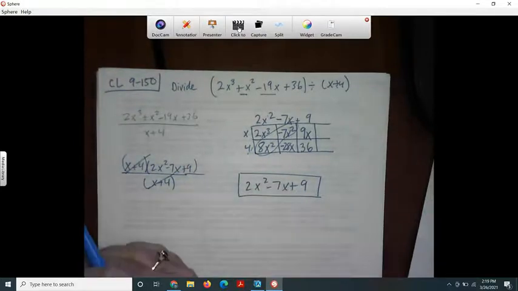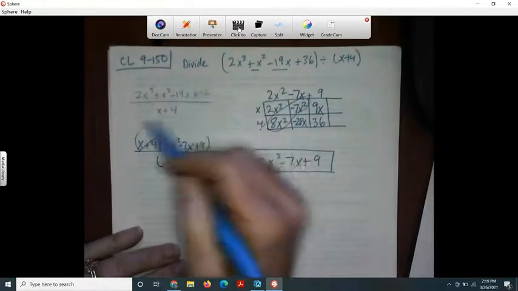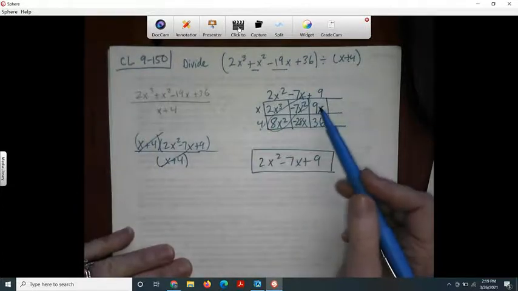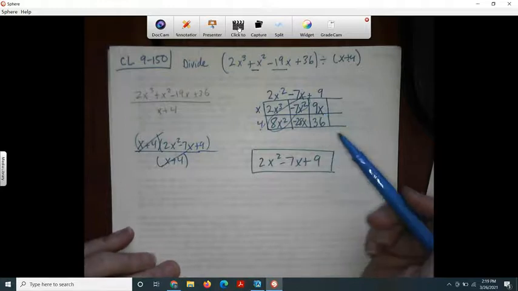So please don't show any fake work or anything. Either use the PolyDoku box, or you can use long division or synthetic division.